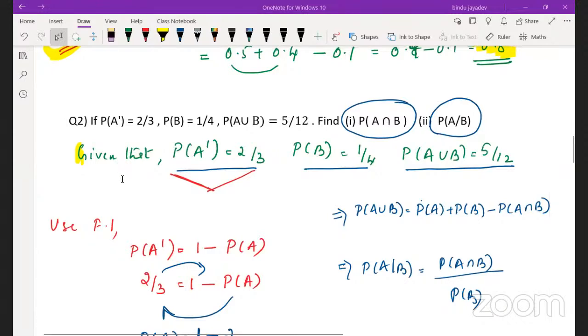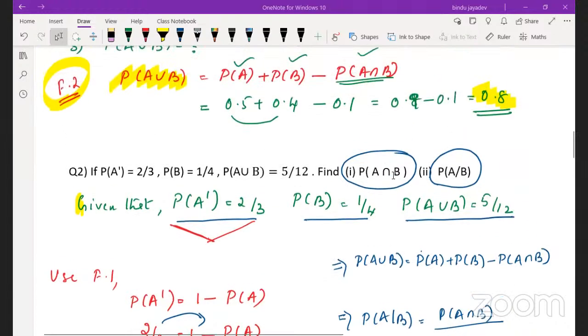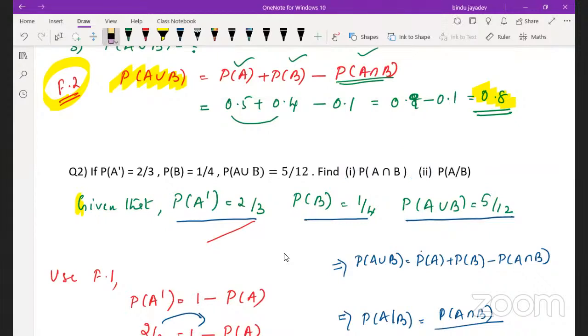The question is like this. First, see what is given in the question. It is given that probability of A dash, probability of B, and probability of A union B. 3 pieces of information are given, correct? Probability of A dash means the probability of the complementary event is given, so automatically you can find probability of A. That is where it is going to start.